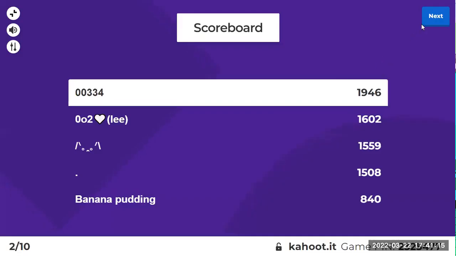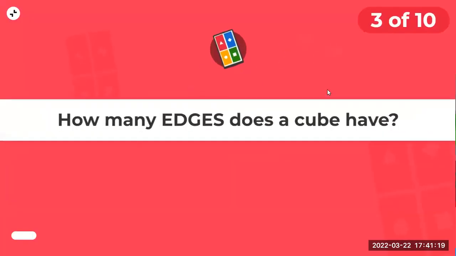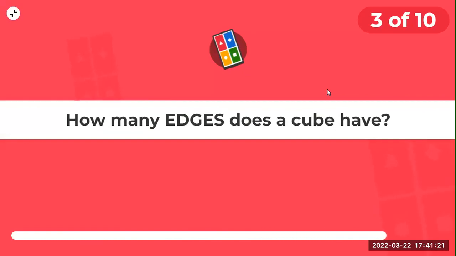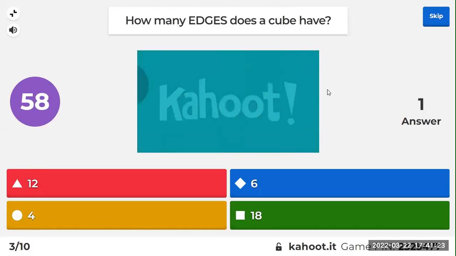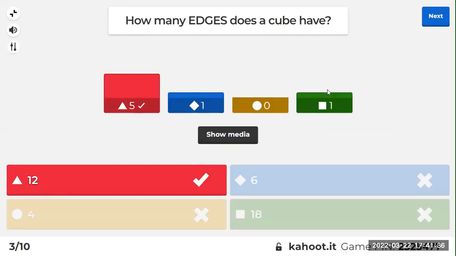So let's go on. So we have a close battle here. So we want question number 3. Now this one is a giveaway question. This is a knowledge question. How many edges does a cube have? Right, so you guys are supposed to be aware of this question. The answer would be 12 edges.